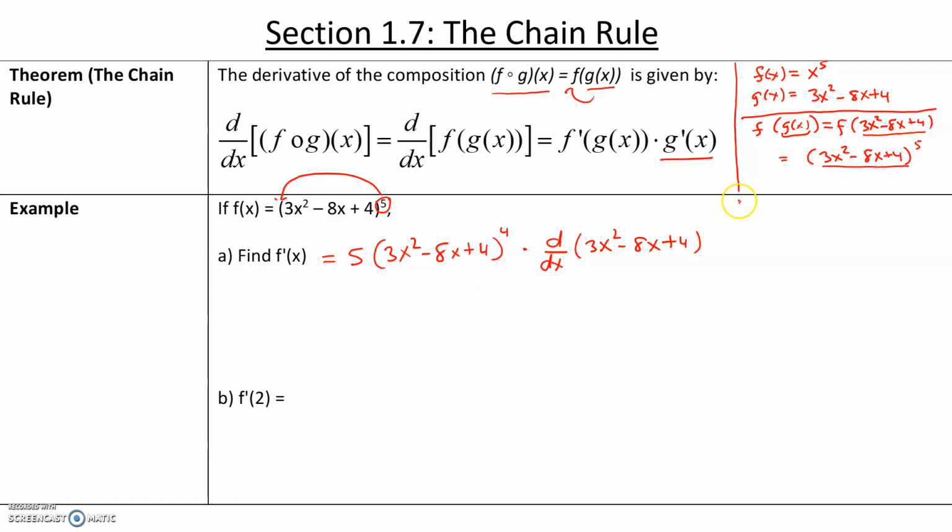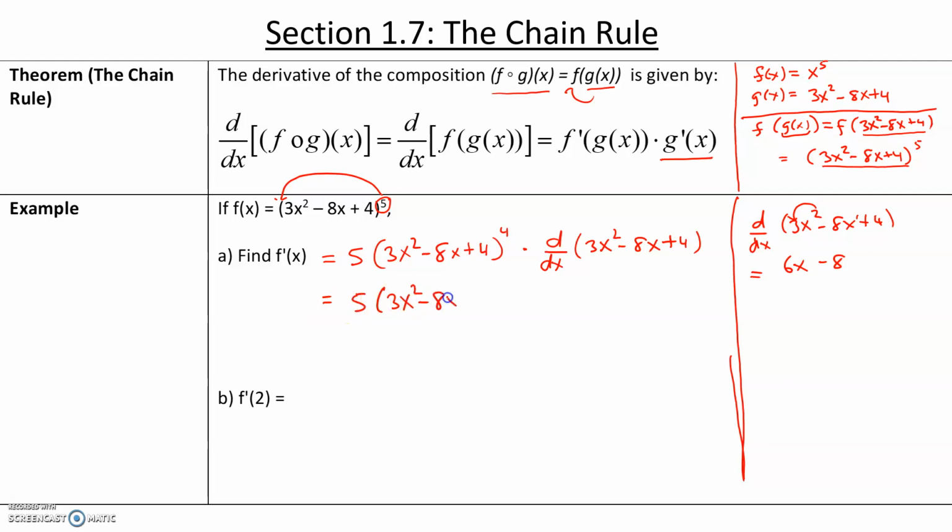Now on the side, we can do some work. We want to find the derivative of 3x squared minus 8x plus 4. So the derivative, you bring the 2 to the front, multiply it by the 3, so this is 6x. There's a 1, so this gives you 6x minus 8. So we're going to rewrite this as 5 times 3x squared minus 8x plus 4 raised to the fourth power times 6x minus 8.